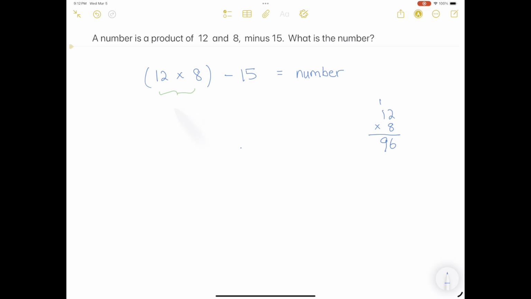I write 96 underneath 12 times 8, and I bring down the rest of the equation, minus 15, on the next line, while I continue the problem. Now I do 96 minus 15 on the side, and 96 minus 15 is 81. So the number equals 81. I box my answer.